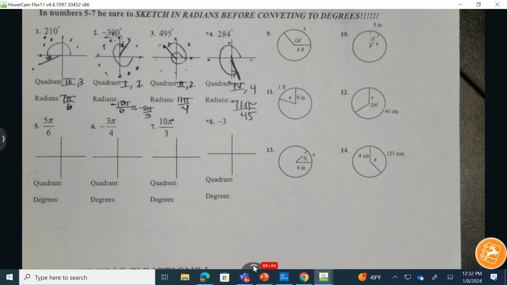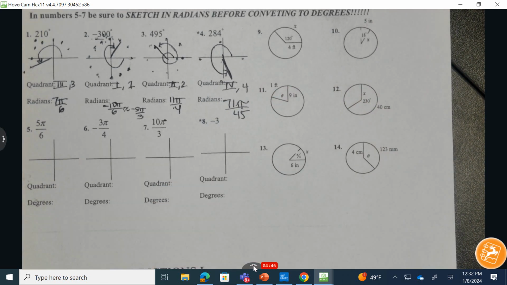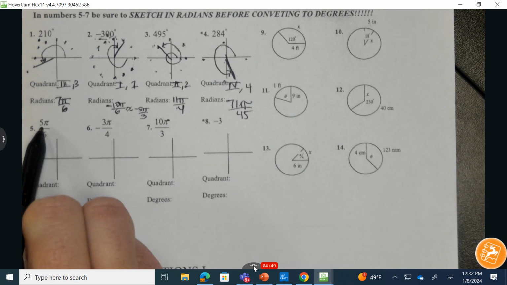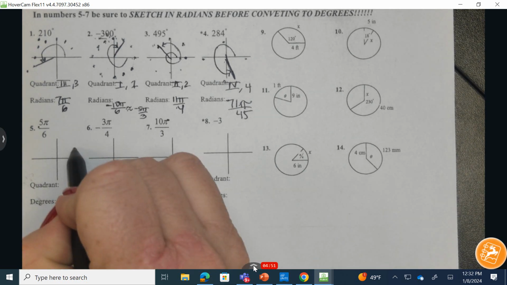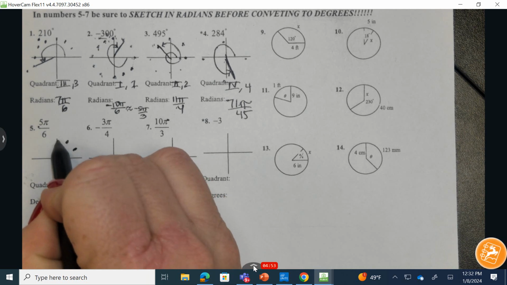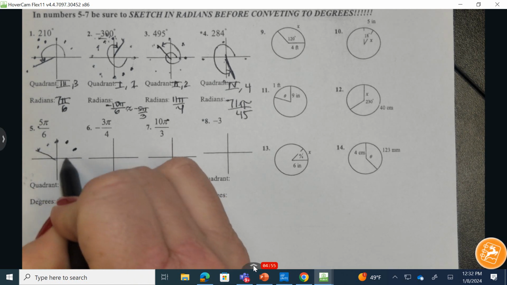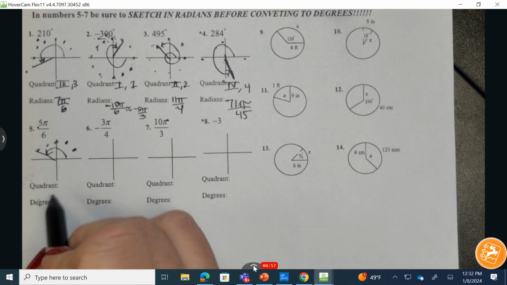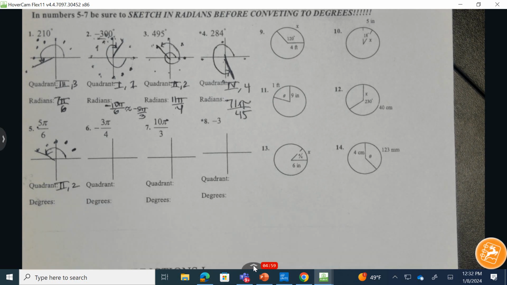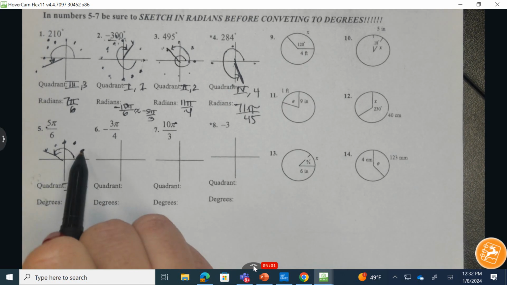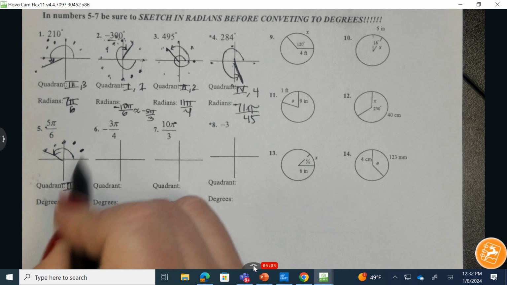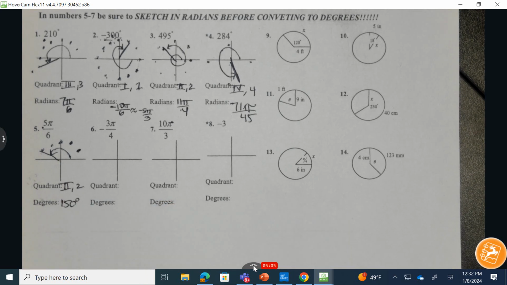All right, let's move on. Now we're going to do the reverse. Now I'm given radians, and I need to convert back into degrees. It's positive and it's by 6s. These are the ones we've memorized. 1, 2, 3, 4, 5. This is in quadrant number 2. In terms of degrees, I'm going to count by 30. So 3, 6, 9, 12, 15, 150 degrees.